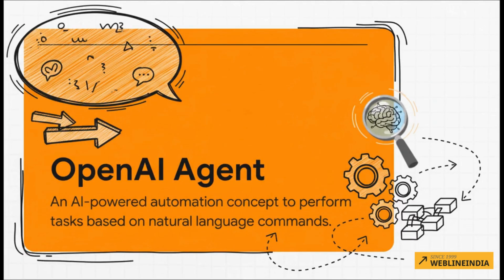And last but definitely not least, we've got the OpenAI Agent. Now, this one is a whole different ballgame. It's not a visual builder at all. Instead, you've got an AI that you just talk to. You tell it what you want in plain English, and it figures out all the steps. It's a real glimpse into the future of smart, hands-off automation.